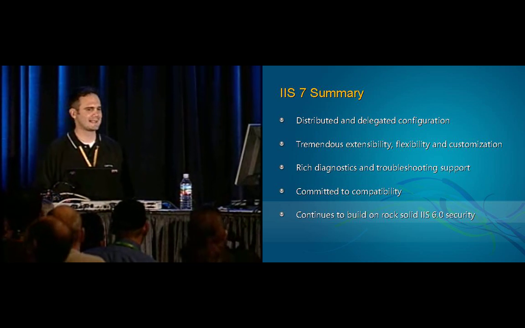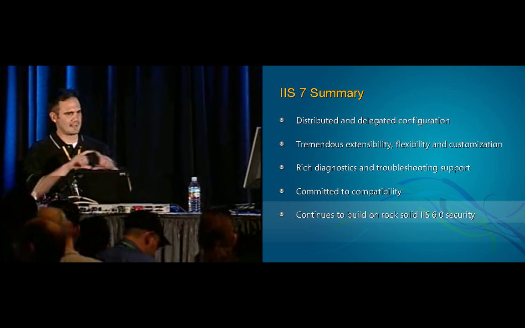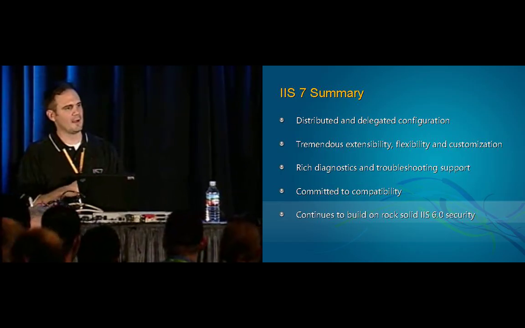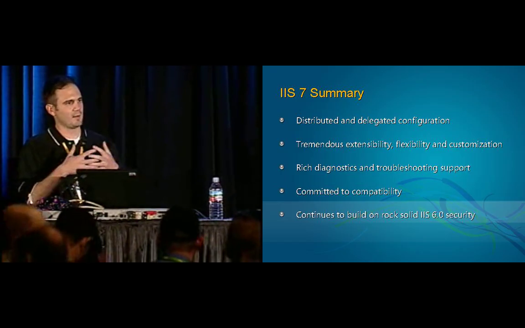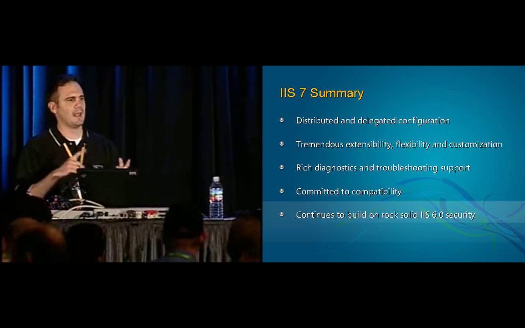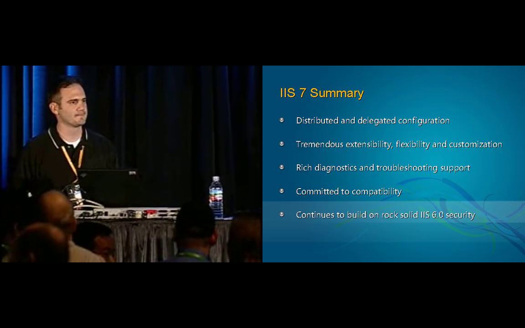You can also extend this. We basically store any custom properties that we don't recognize as generics in the app host config file, but you can implement your own config section and have a strongly typed, well-known config section to represent your data going forward with IIS 7.